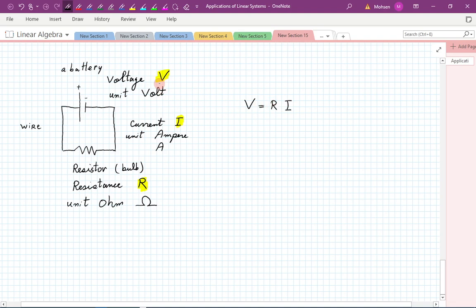If you use the stronger battery here and the same resistor, then the amount of current that's going to be flowing through is going to be that much more. If you use a high resistor but with the same battery as before, then the amount of current that's going to flow here is going to be less. So we have this one, voltage is equal to resistance times the current, and that is one of the Ohm's laws.